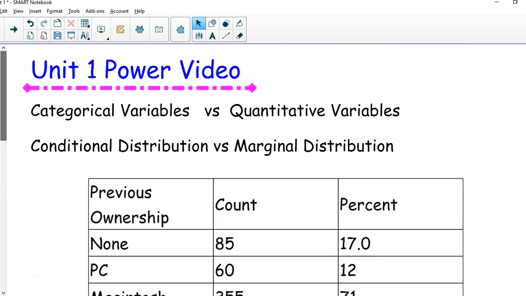Hi guys, here's my first attempt at making a power video. What is a power video? I'm attempting to do, in 10 minutes, just a quick sum up of what happened in Unit 1. Unit 1 was an intro all about variables. We looked at categorical variables versus quantitative variables.